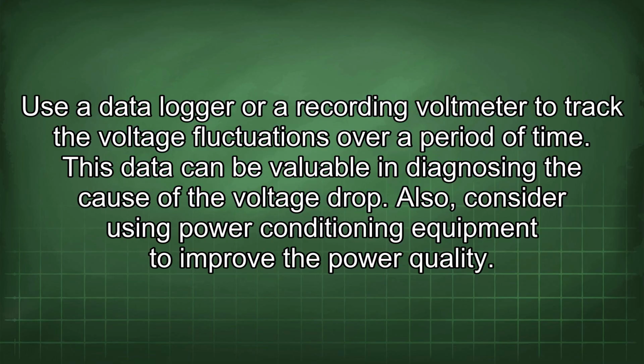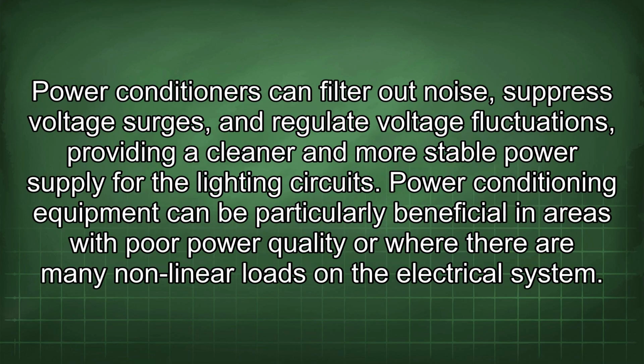Also, consider using power conditioning equipment to improve the power quality. Power conditioners can filter out noise, suppress voltage surges, and regulate voltage fluctuations, providing a cleaner and more stable power supply for the lighting circuits. Power conditioning equipment can be particularly beneficial in areas with poor power quality or where there are many nonlinear loads in the electrical system.